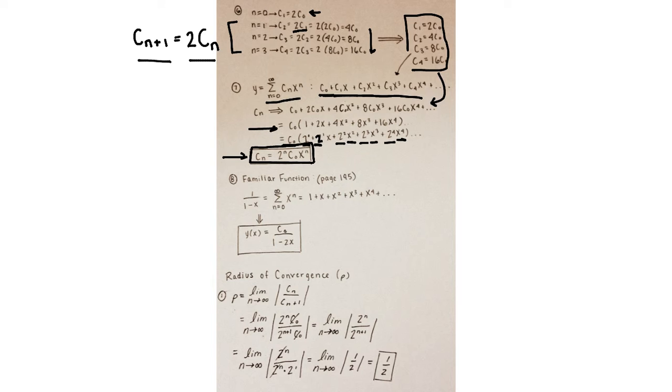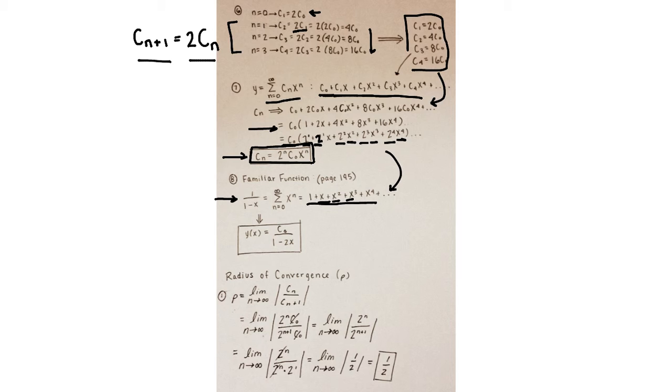Now in this problem, it wanted you to write it and identify it in terms of a familiar function. So I went ahead and looked on page 195, which has a list of all the familiar functions. Near the bottom of that list, I found 1 over 1 minus x, which looked very similar to my series up above. So 1 plus x plus x squared plus x cubed. That looks exactly like ours, other than the fact that we have powers of 2 out in front.